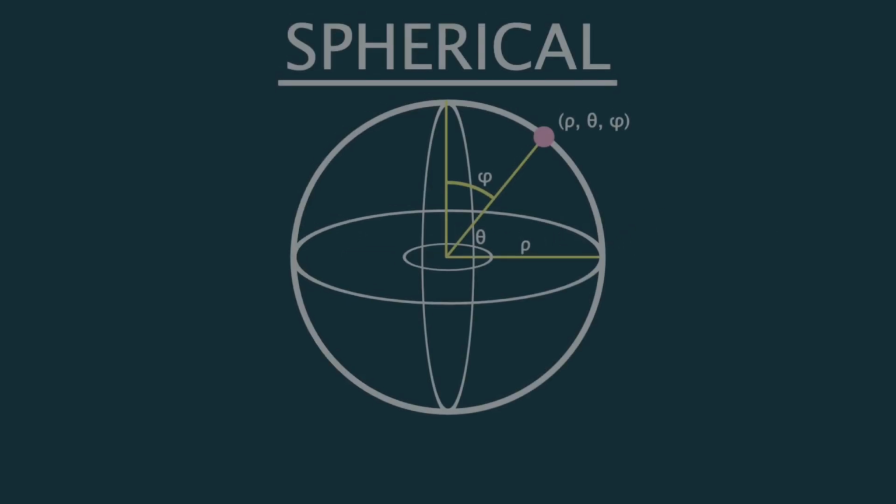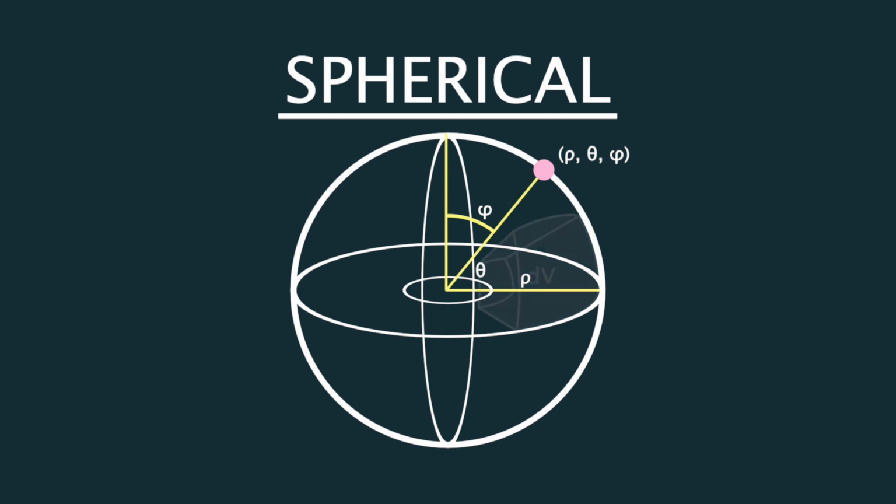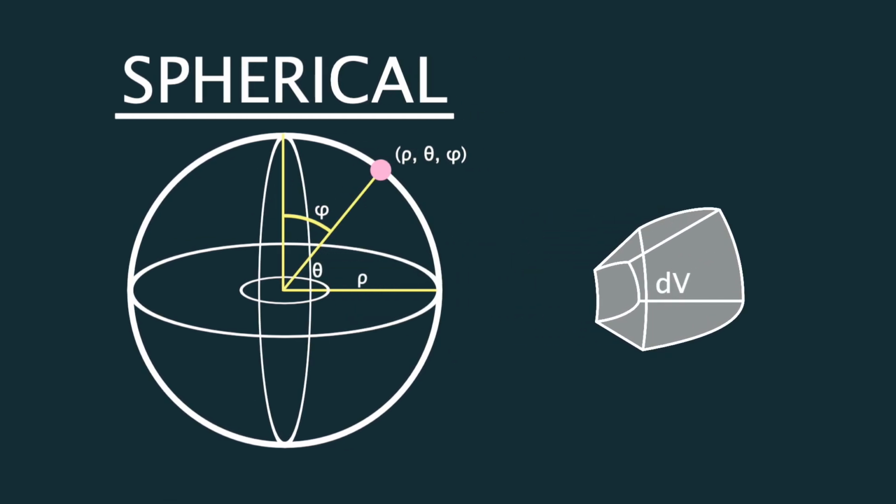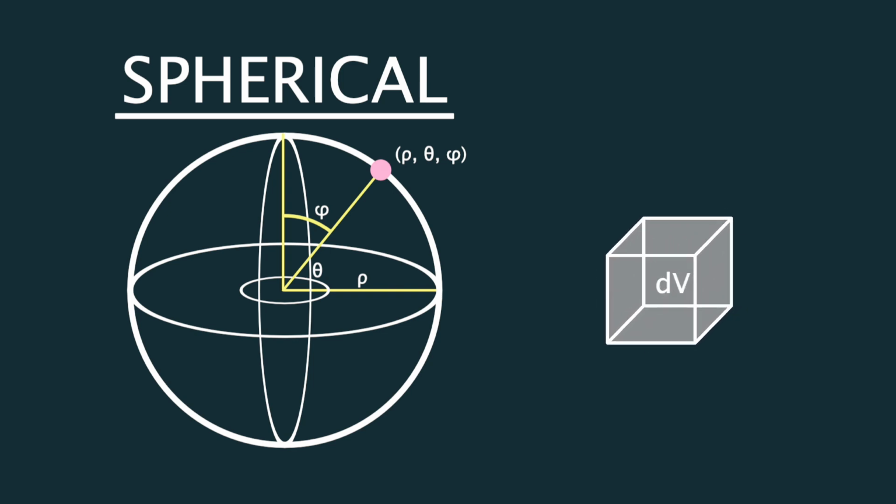Let's look at spherical coordinates now. Again, the dv for a sphere is nowhere near a cube when it's this large, but just like a cylinder, as the chunk gets smaller and smaller, it again approaches a rectangular prism.